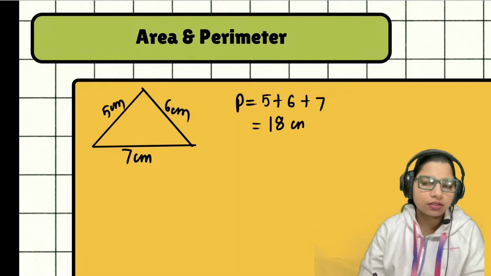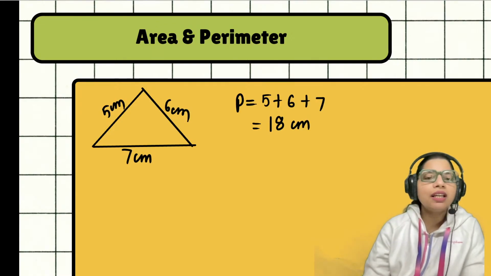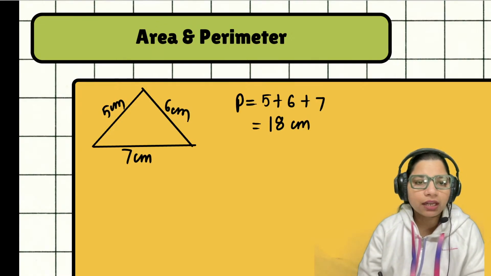18 centimeters is the boundary length. What is the perimeter? That's what the perimeter is.